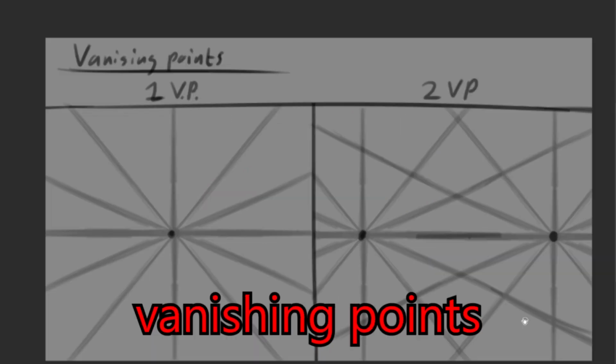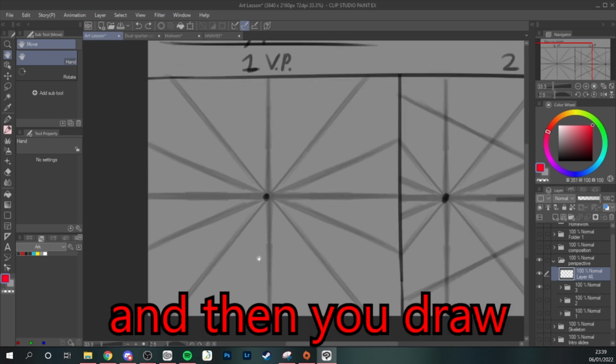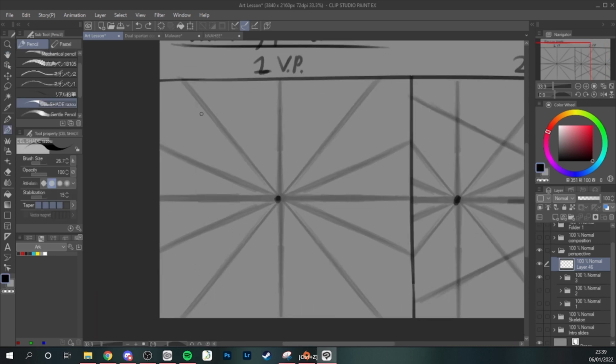Here is where we get to vanishing points. You start with a dot, and then you draw lines going outwards.